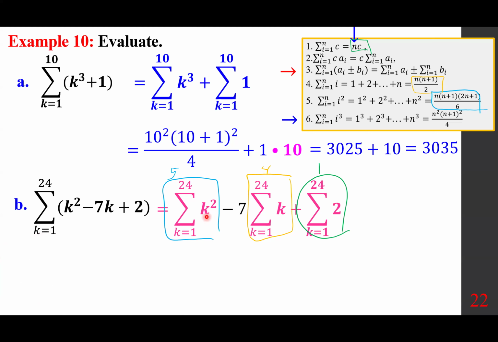So starting with this one, and remember n is 24. So n, 24 times 24 plus 1 times 2 times 24 plus 1, divided by 6. This one minus 7, summation of k, we use 4. n, which is 24, times 24 plus 1, over 2. And finally, 2, simply 2 times 24.